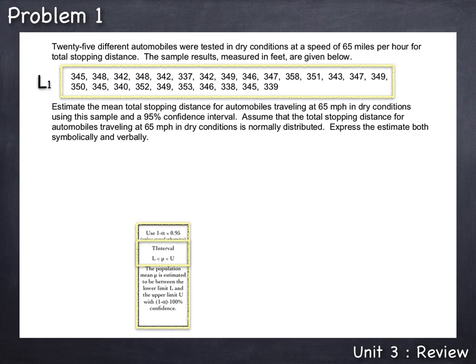Here, starting with the first data value, 345, and press Enter. Then 348, Enter. 342, Enter. And so on for all 25 different stopping distances, all the way to the last, 339 feet. Enter. Now that we have all the data entered into a list, we can then go to the t-interval command. We get to the t-interval command by pressing Stat, arrow the cursor over to the Test menu, arrow down till you find t-interval, press Enter to select.